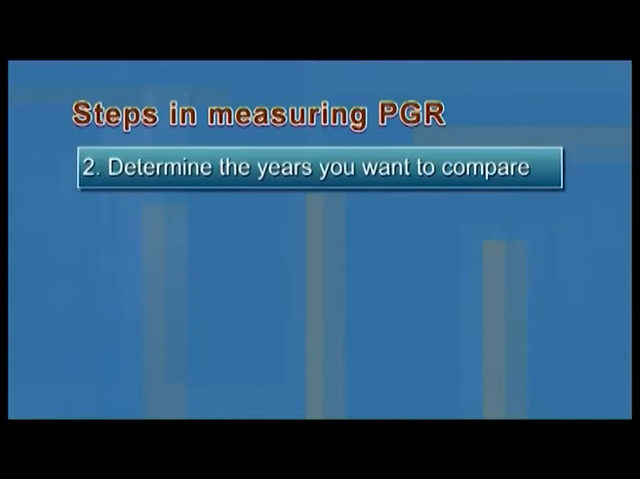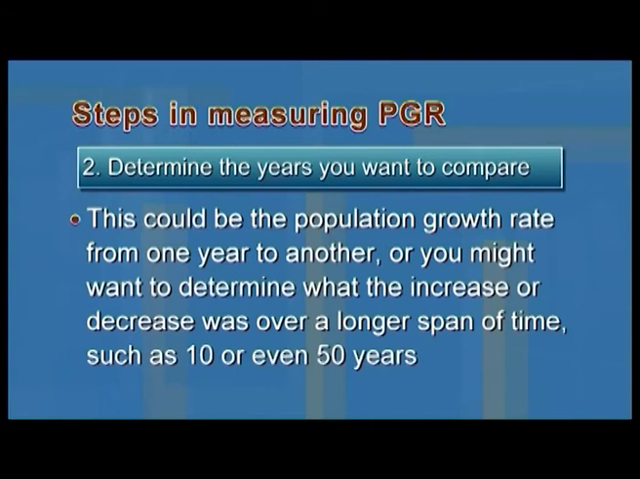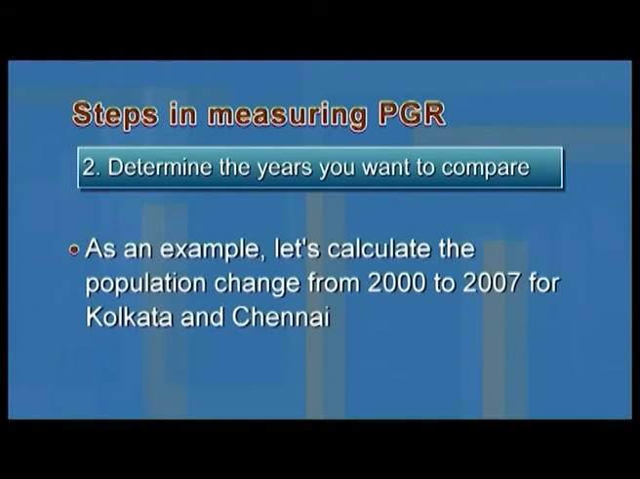Determine the years you want to compare. This could be the population growth rate from one year to another, or you might want to determine what the increase or decrease was over a longer span of time, such as 10 or even 50 years. As an example, let's calculate the population change from 2000 to 2007 for Kolkata and Chennai.